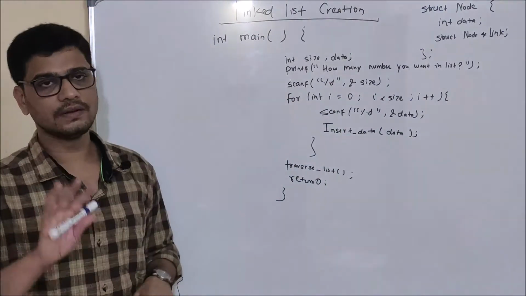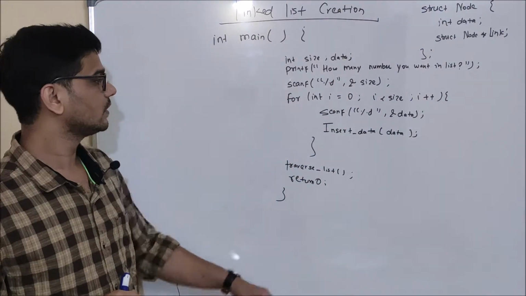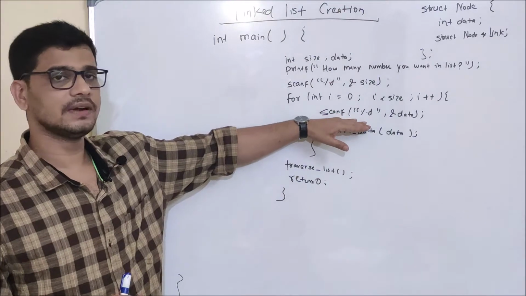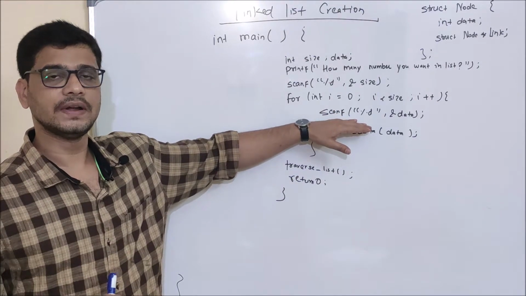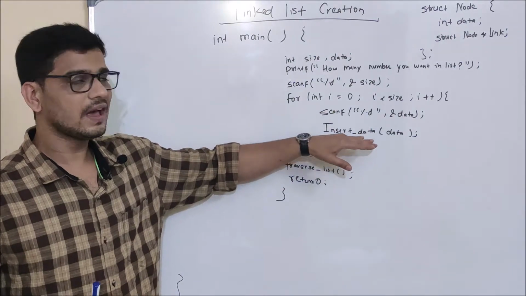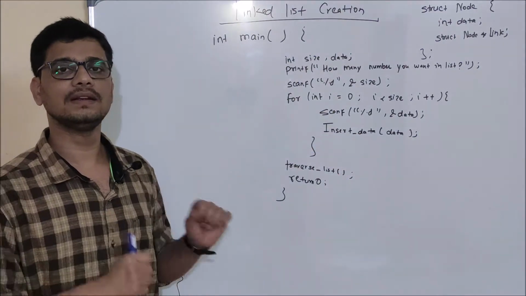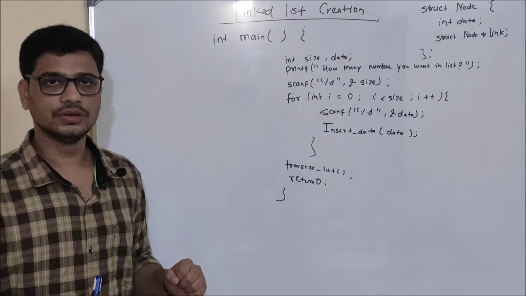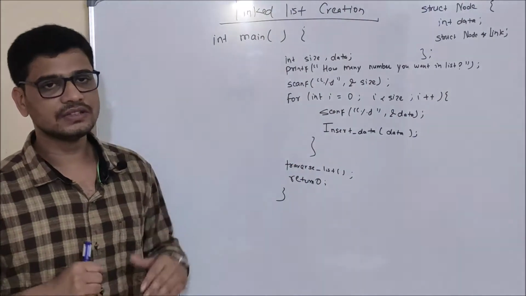Okay, now suppose user has given size equal to 5, then what will happen? This for loop will run for 5 times. Okay, and in every iteration I will take an input from user. That is, suppose user has given 2 as an input, then what I will do? I will insert that 2 in our linked list. Now what we are going to do is, we will write this insert data function.